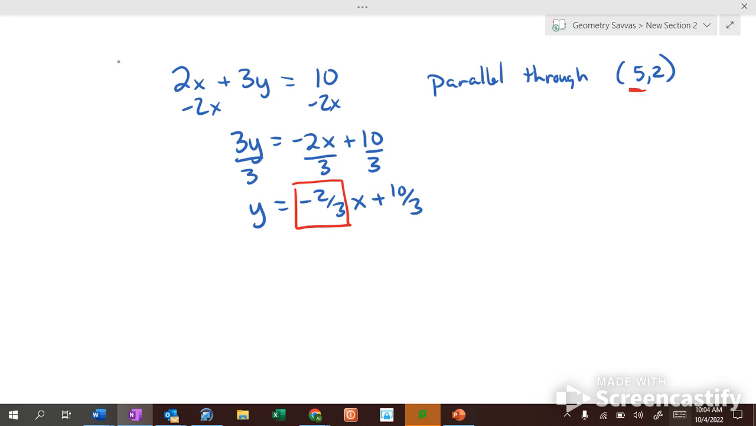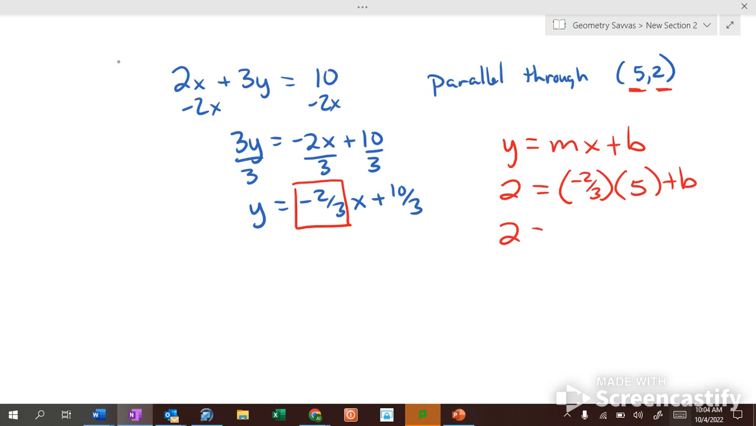-2/3. And I have this as a point. So if I go y equals mx plus b, what's my y, James? What's my slope? -2/3. What's my x? 5 plus b. So 2 equals 5 times -2/3. Is 5 times -2/3 -10/15?